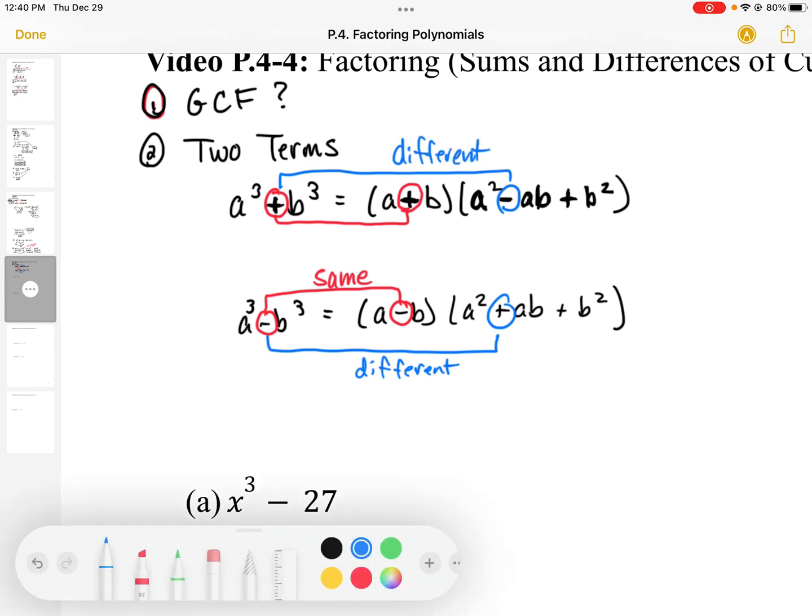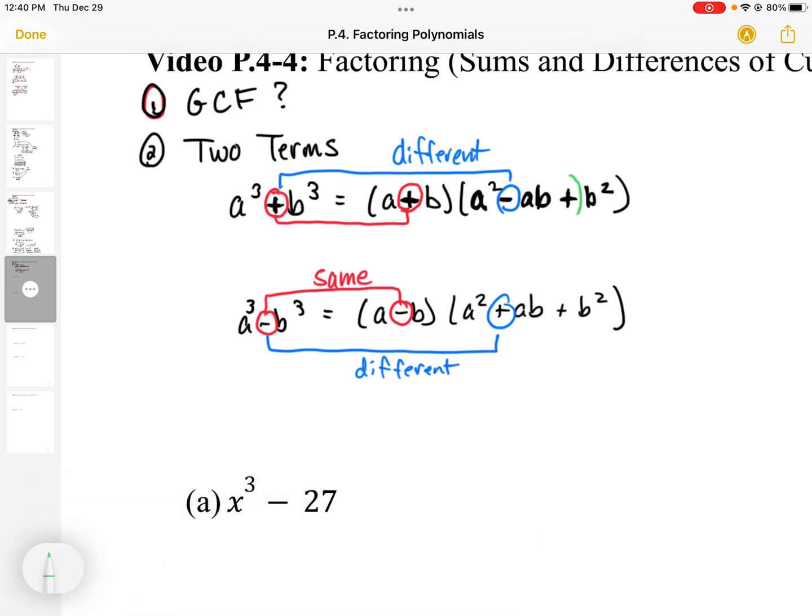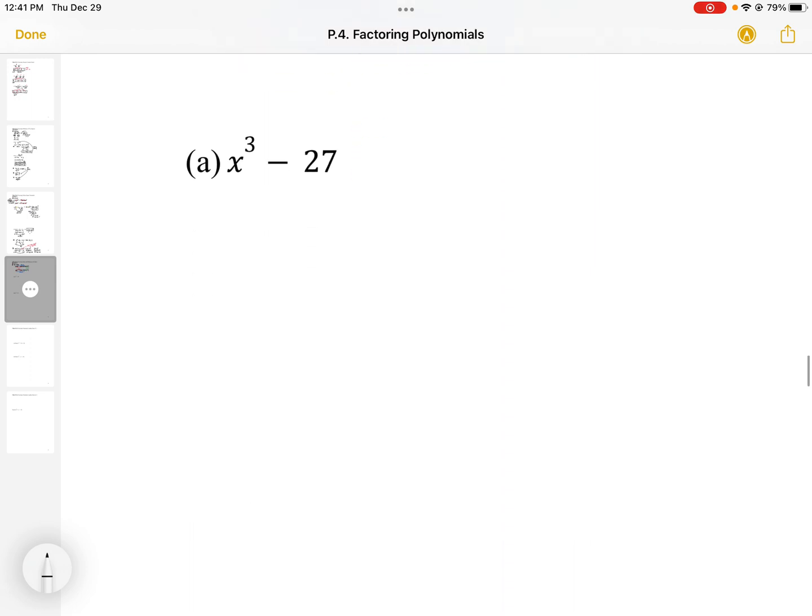And the last sign is always addition. I'm going to write plus for short. So a nice shortcut to remembering the signs, because the signs are what trip people up, is: same, different, plus. Same, different, plus. So let's try to factor a couple of these.